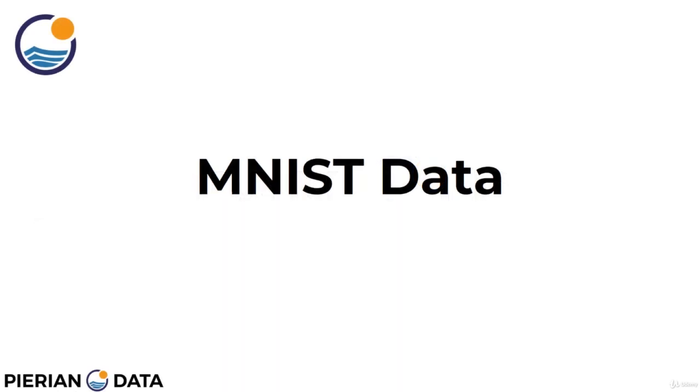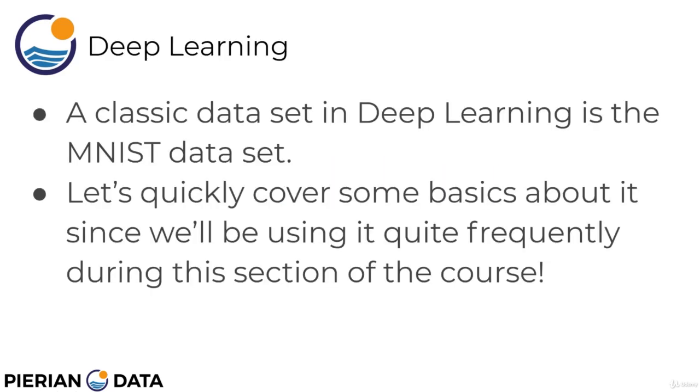Welcome back, everyone. In this lecture, I want to give a quick overview of the MNIST dataset we'll be using in the next lecture. This is a classic dataset in deep learning, known as the MNIST handwritten digits dataset. I want to quickly cover some basics about it since we'll be using it quite frequently during this section of the course to understand the difference between artificial neural networks and convolutional neural networks.